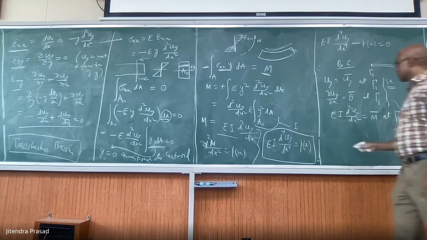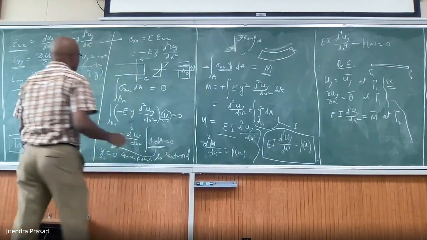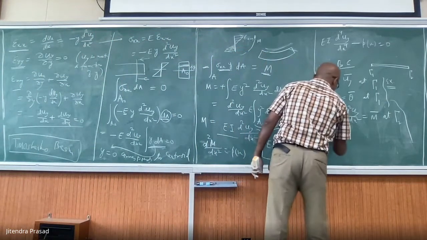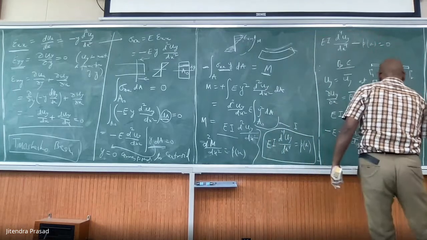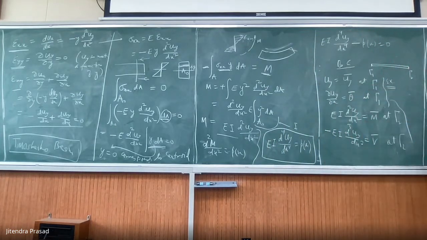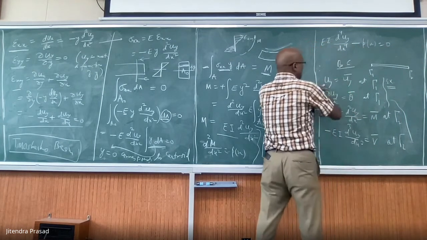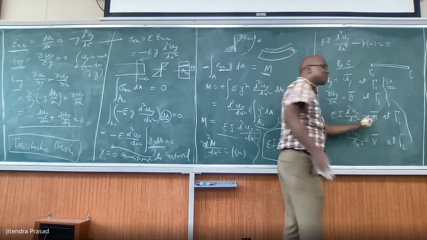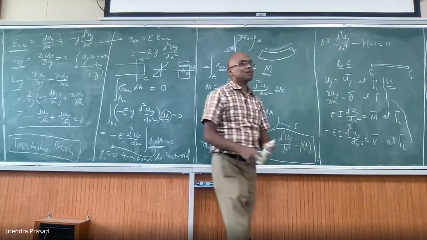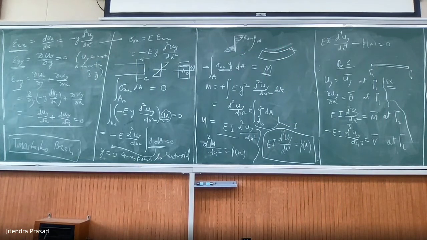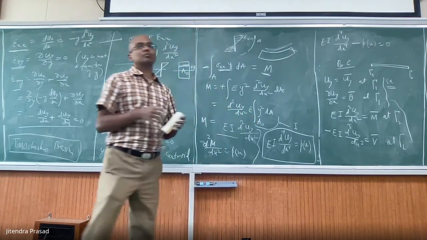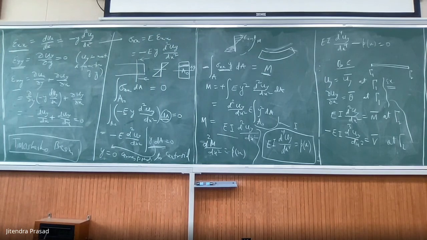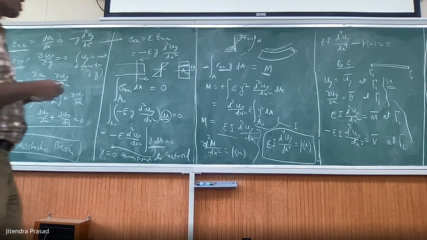The shear force V may also be given, where V is minus EI d cubed uy over dx cubed equals V. So displacements may be given at some points, the bending moment may be given, or the shear force may be given. There are four combinations. The order of the differential equation is 4, hence you have 4 boundary conditions. This is what we have to solve. We will see next time how to solve it.